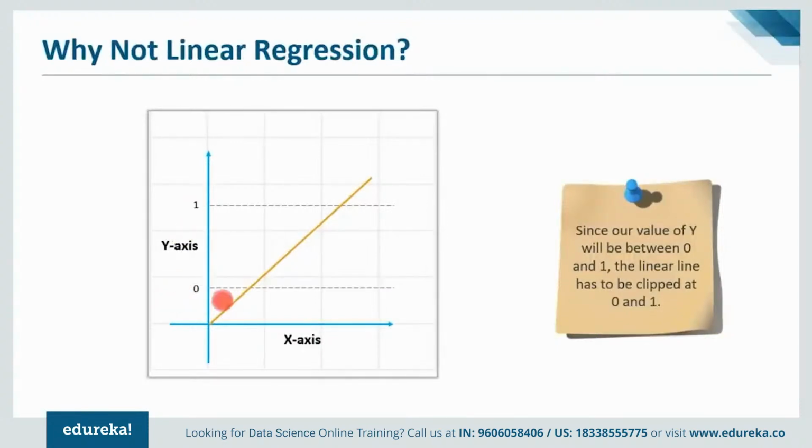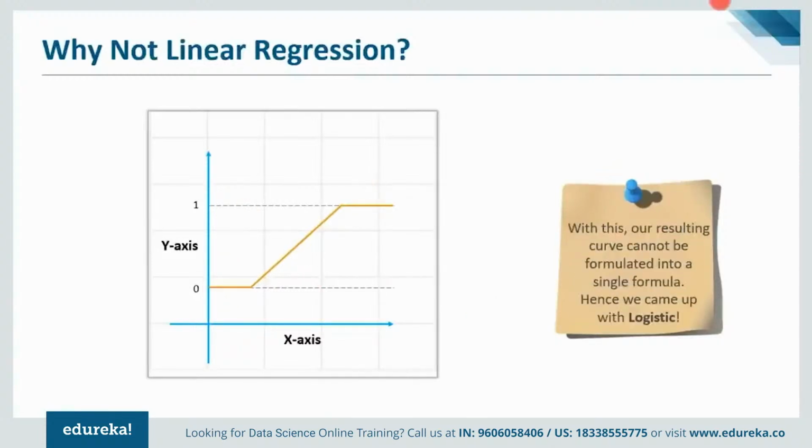It should not entertain values below 0 or above 1. But in linear regression, we have the value of y in a range. So in order to implement logistic regression, we need to clip this part. We don't need the values below 0 or above 1. Since the value of y will be only between 0 and 1, which is the main rule of logistic regression, the linear line has to be clipped at 0 and 1.